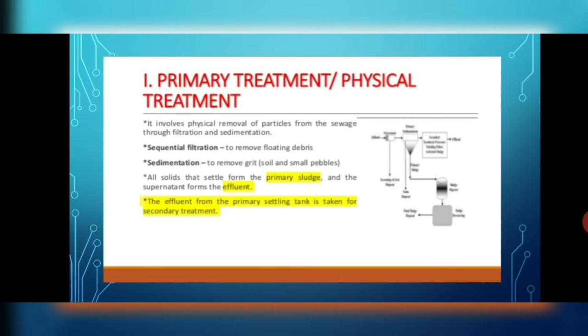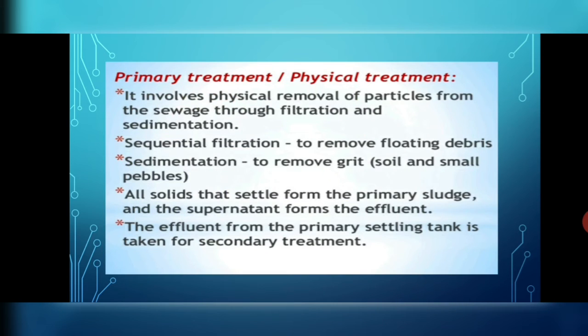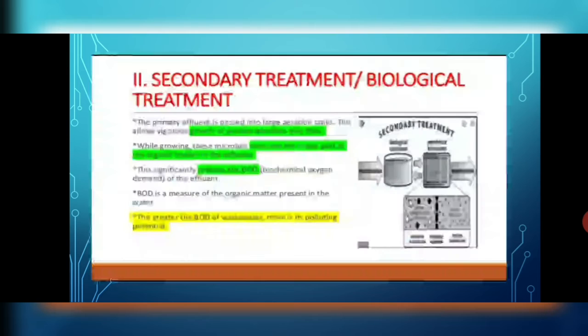Let us discuss primary or the physical treatment. It involves first sequential filtration through wire meshes of different size. Then sedimentation, where the grit, small pebbles and soil is removed by storing the waste for long hours in a sedimentation tank. The effluent that is produced here is taken for secondary treatment, whereas the primary sludge that is produced here is used for various purposes like landfills.